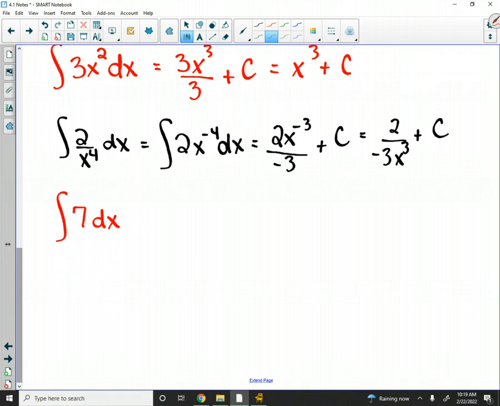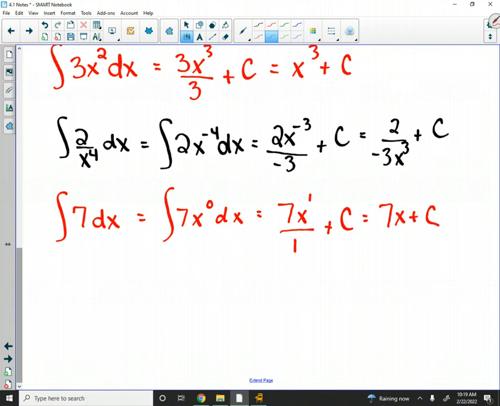Okay, technically, to follow the rules, this is 7 times x to the 0. The 7 tags along, and then we add 1 to the power, divide by the power, plus c. So in simplest form, that's 7x plus c.